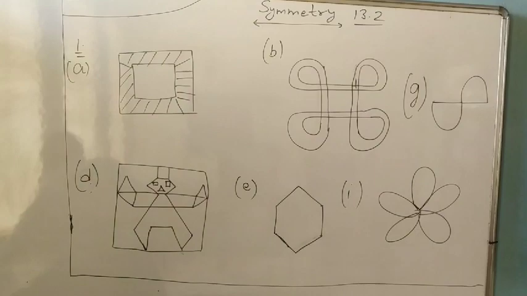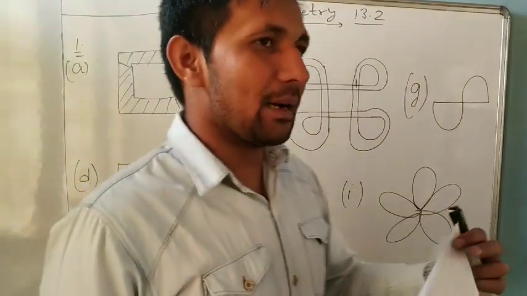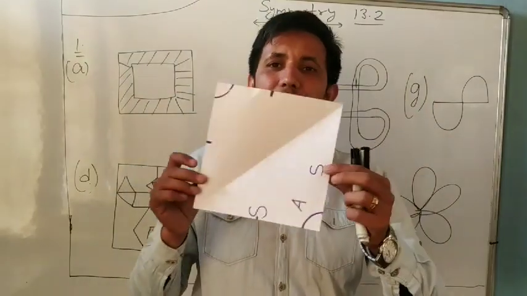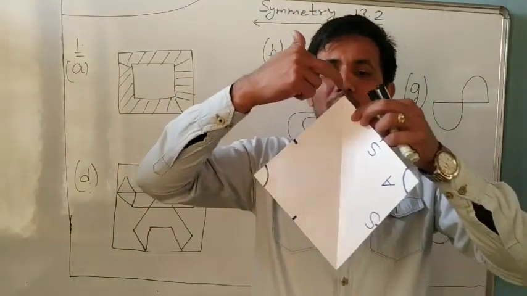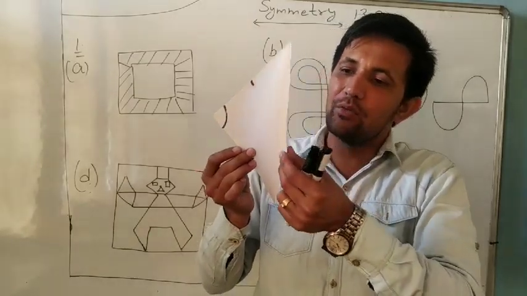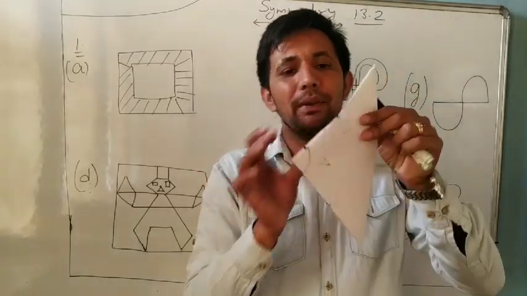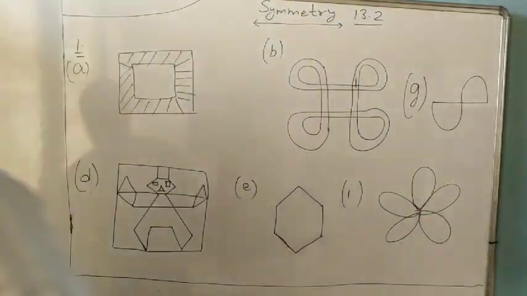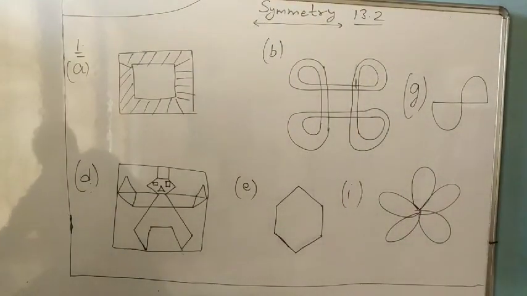A very simple example. Suppose it is a square, you want to find its line of symmetry. Line of symmetry means draw a line, and when we fold the paper, they will cover each other completely. It means it is a line of symmetry.